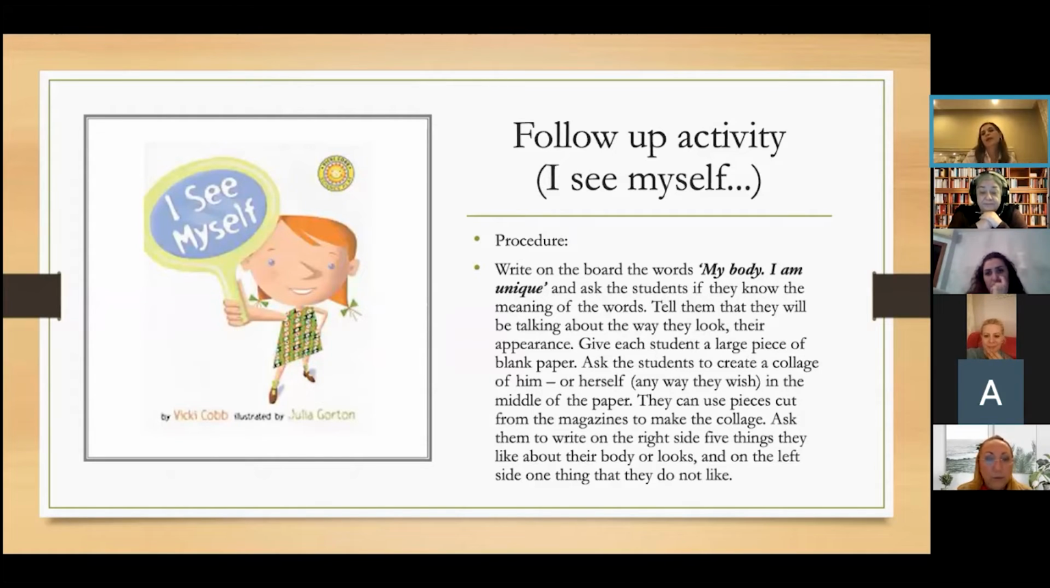In the middle of the paper, they can use pieces cut from magazines to make the collage. She asks them to write on the right side five things they like about their body and looks, and on the left side, one thing they do not like.